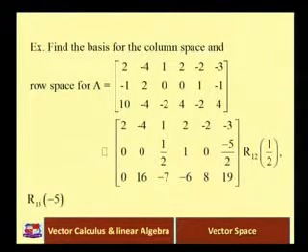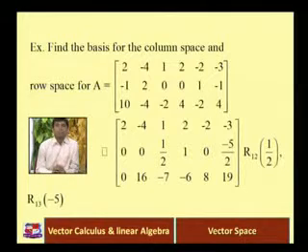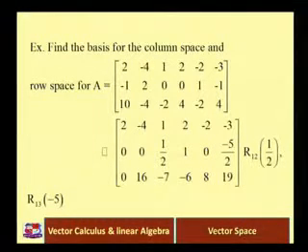Find the basis for the column space and row space of A. Same process, nothing changes. We convert A into a row echelon form. We multiply the first row with 1/2 and add into the second row, and we multiply the first row with minus 5 and add into the third row. So below the 2, minus 1 becomes 0 and 10 becomes 0.